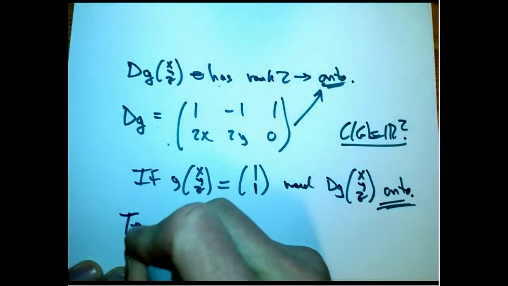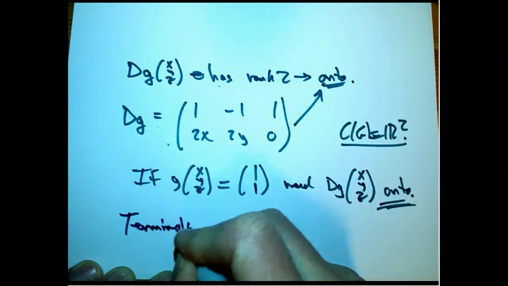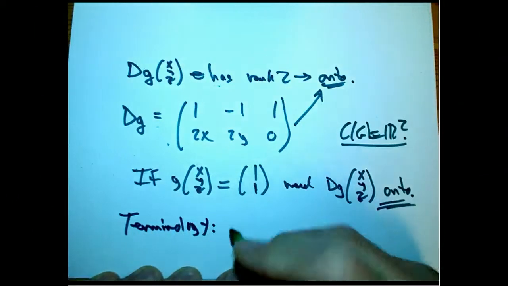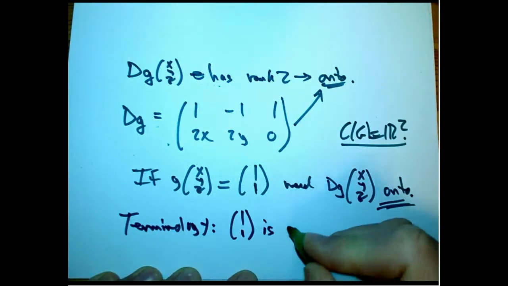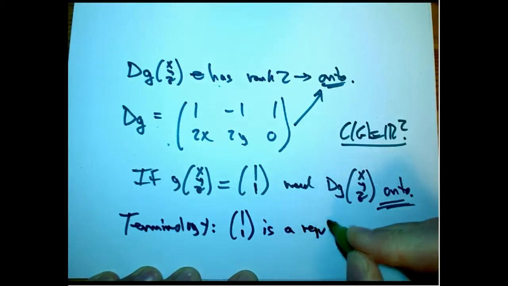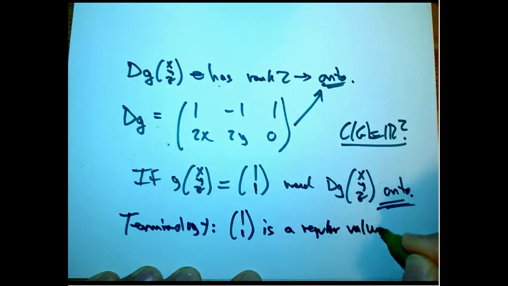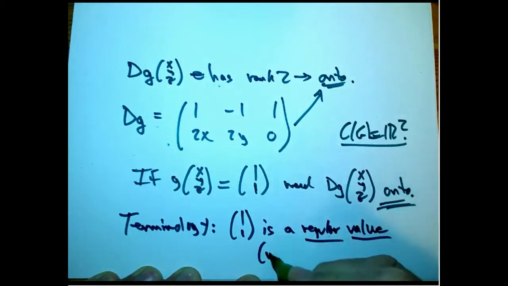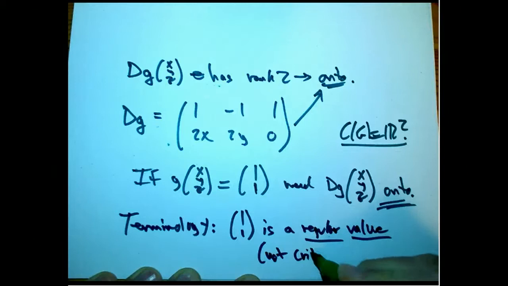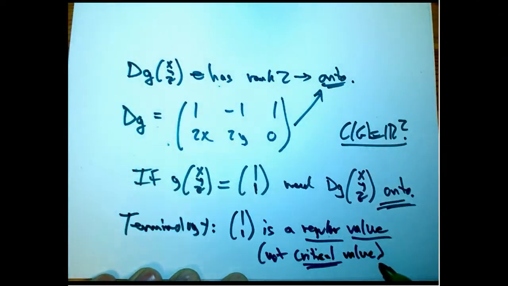The terminology here is that 1, 1 is what's called a regular value, as opposed to a critical value. A critical value is like a critical point, or critical number in ordinary one-variable calculus, but it's a little tricky. It's an output such that one or more inputs that give that output is critical.